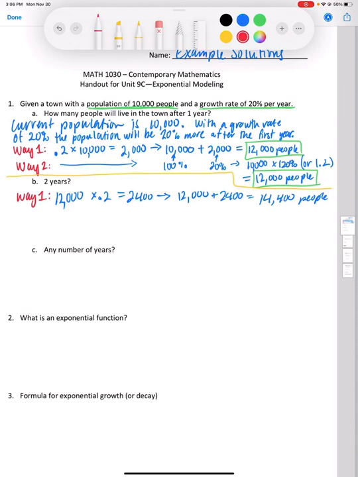Let's take a look at another way. Again, we're going to use the 1.2 idea right here. So if we take our 12,000 and multiply by 1.2, we'll get instantly the 14,400.